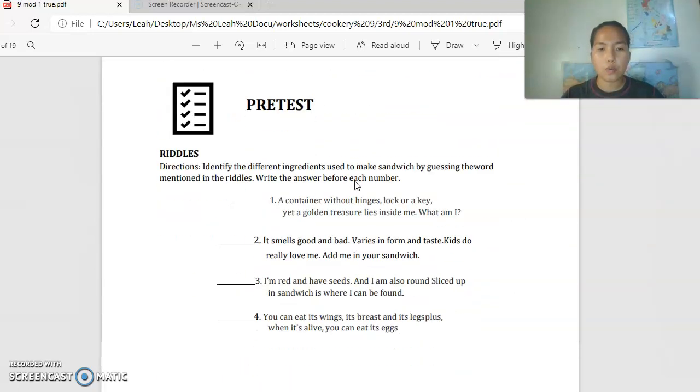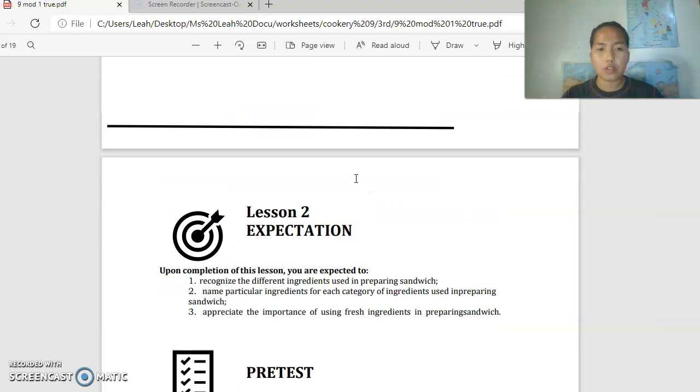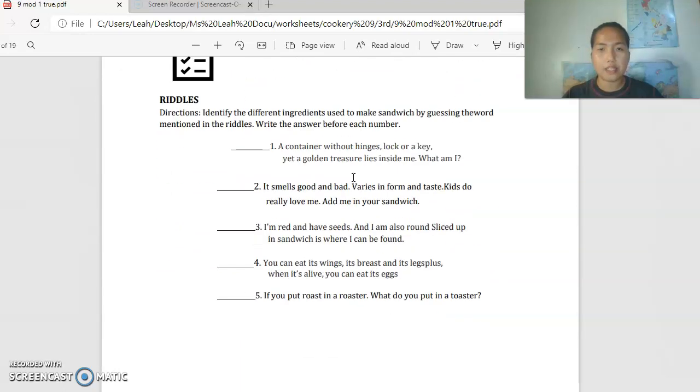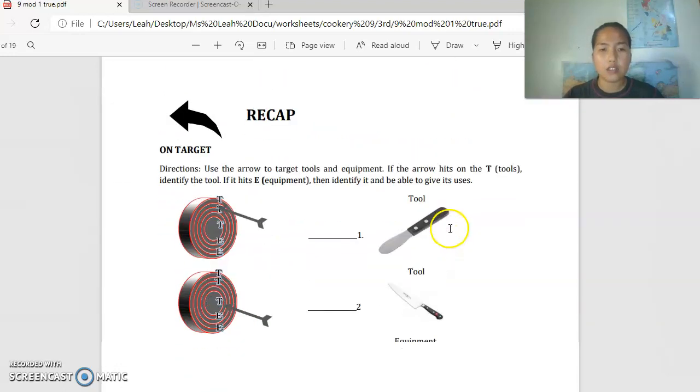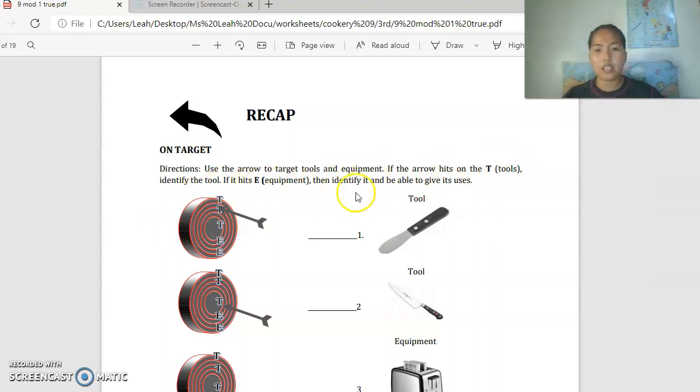Okay, for your lesson 2, we have also the pre-test. Okay, pre-test 1 to 5, and recap. So you are going to identify and use the arrow to target tools and equipment. If an arrow hits on the tools, identify the tool. If it hits on E or equipment, then identify it and be able to give it uses.